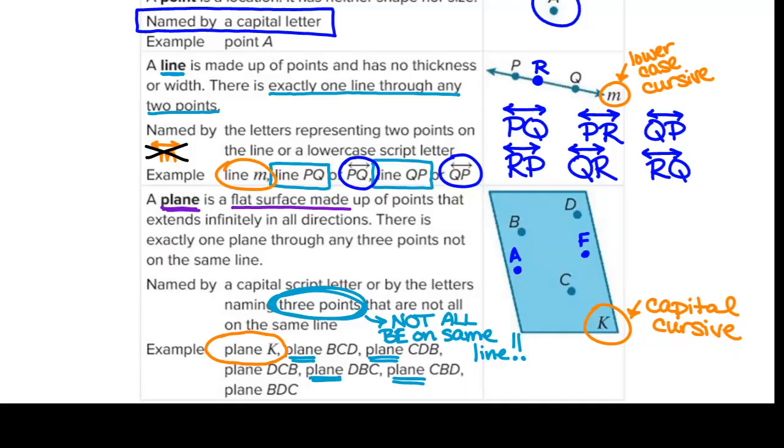That is where we are going to stop for today. Tomorrow, we will talk about 2 more terms called collinear and coplanar, and then we will practice identifying and naming some of these objects together.